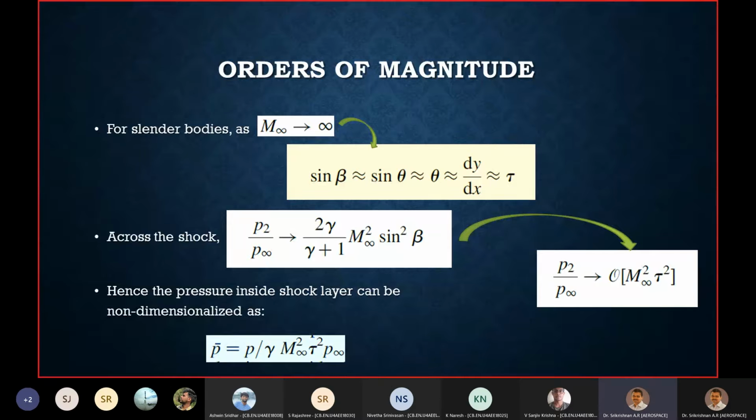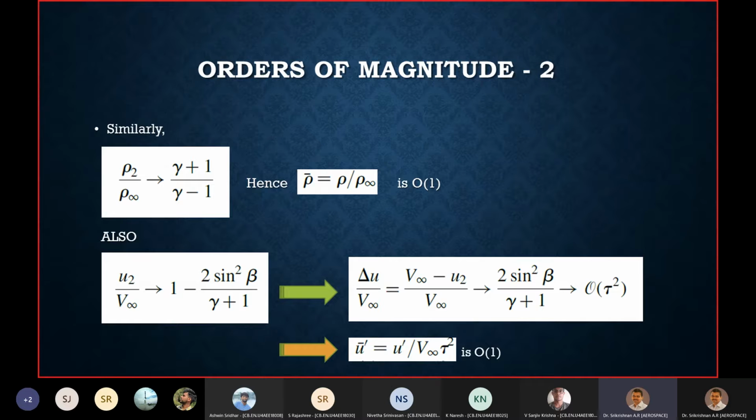I guess we have discussed these terms yesterday. The orders of magnitude of different ratios, like rho 2 by rho infinity, is around 6, we know, for gamma equals 1.4. That's order of magnitude 1. Similarly, rho dash is rho by rho infinity, and u dash, u2 by u infinity, tends to 1 minus 2 sine squared beta by gamma plus 1 for high values of Mach number.